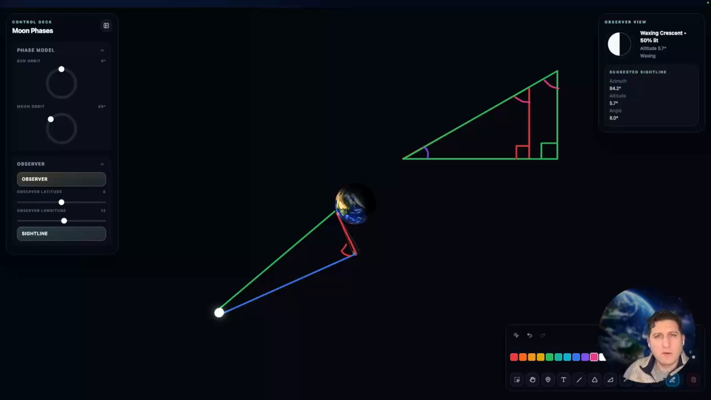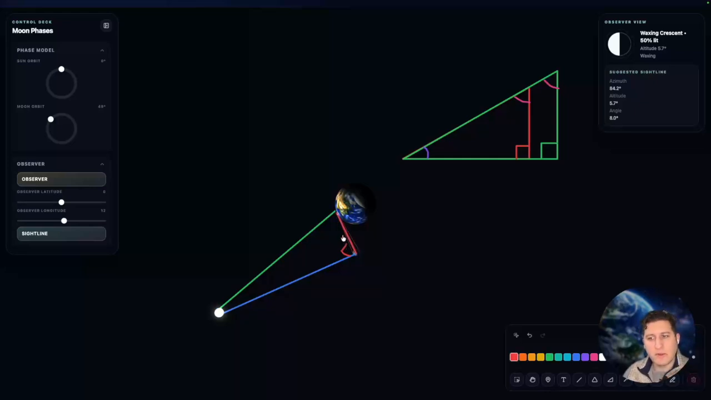Now, why is that so significant? Well, let's have a look at our triangle over here between the sun, moon, and Earth, right? We've said that this green line here is the distance from the Earth to the sun. That's one of the things that Aristarchus cares about. This red line is the distance from the Earth to the moon.